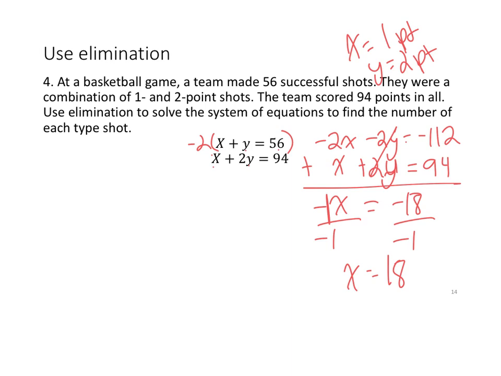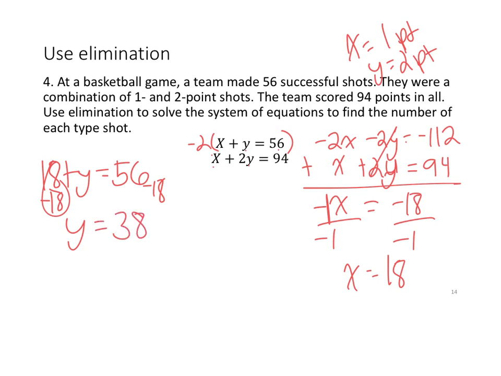Now I need to know how many 2-point shots they made. So I'm going to do 18 plus y equals 56. Subtract 18. 56 minus 18 equals 38. So they made 18 1-point shots and 38 2-point shots.